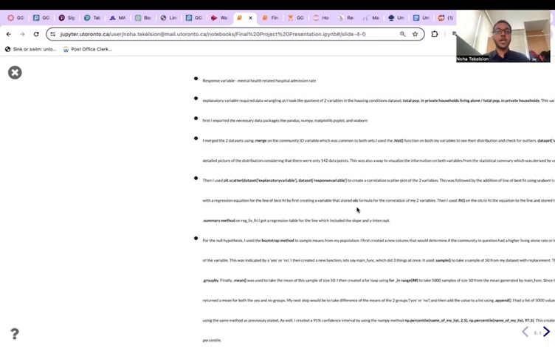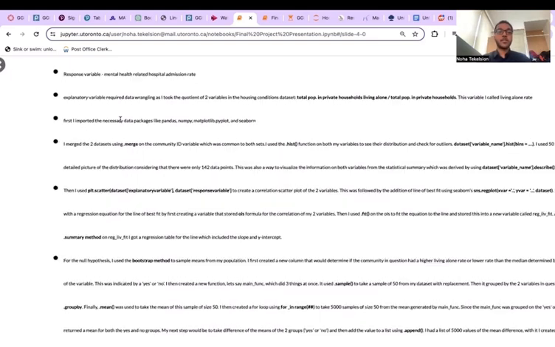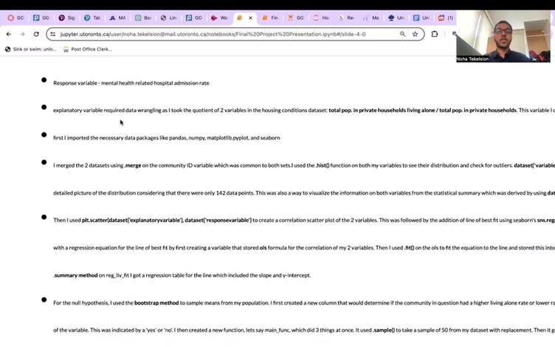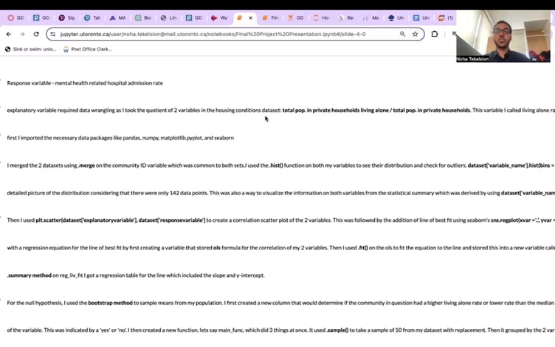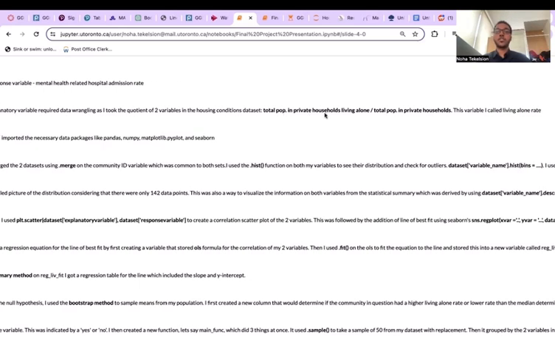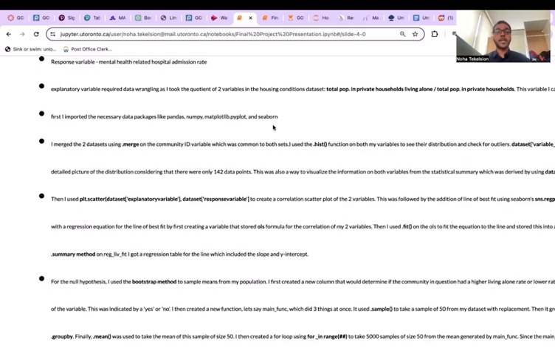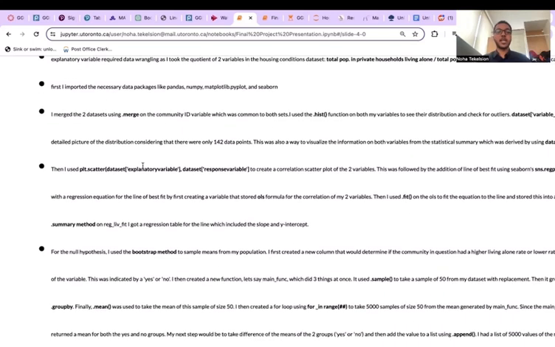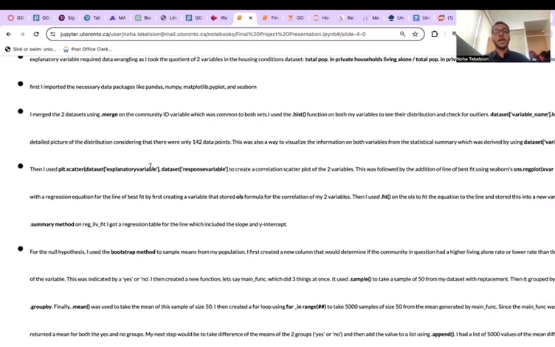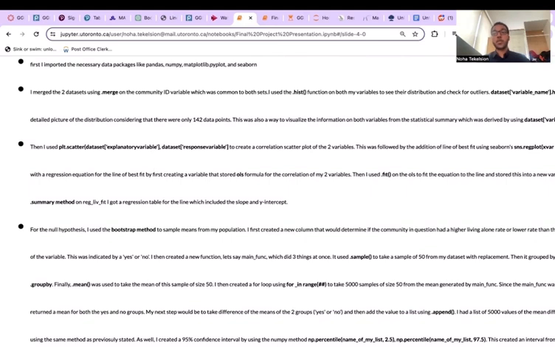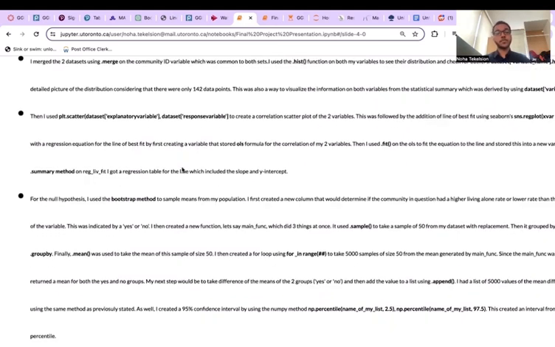So, my methods. Firstly, I'd like to specify that my response variable is the mental health related hospital admission rate, and my explanatory variable uses data wrangling to take the quotient of two different variables, the total population in private households living alone and the total population in private households. So basically, I imported the necessary packages, I merged my two data sets, and then I went on to create a scatter plot of the correlation between my two variables. And with the scatter plot came the simple regression line, the regression table, and the regression equation.